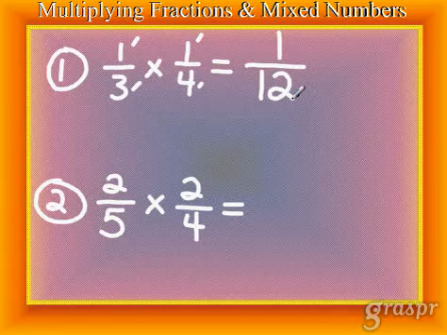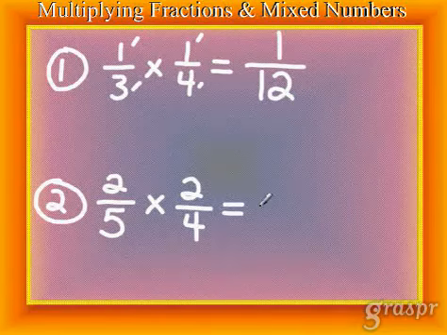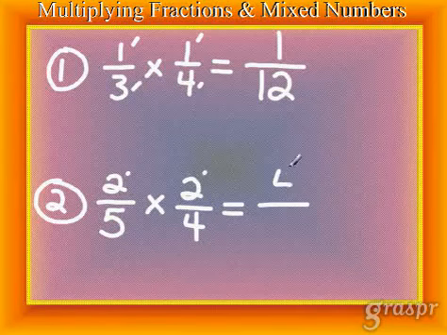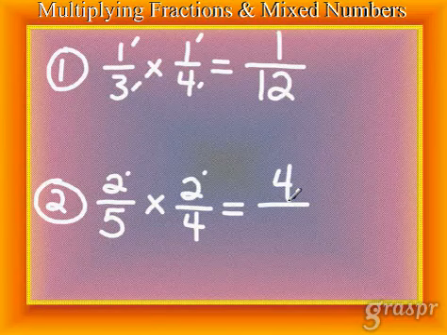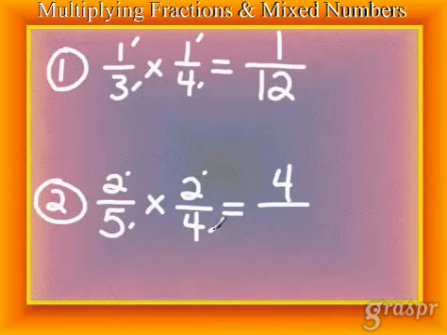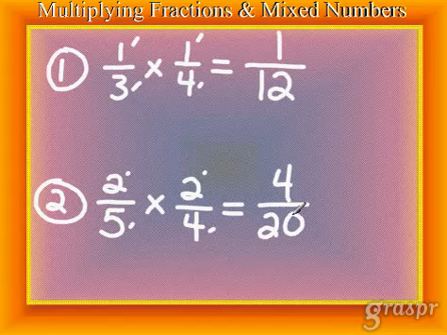In our second example, we have 2/5 times 2/4. So again, we'll just multiply straight across with our numerators. 2 times 2 is going to give us 4. And again, it does not matter that the denominators here are different. So 5 times 4 will give us 20.